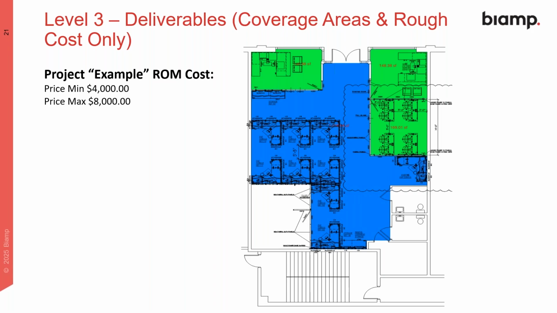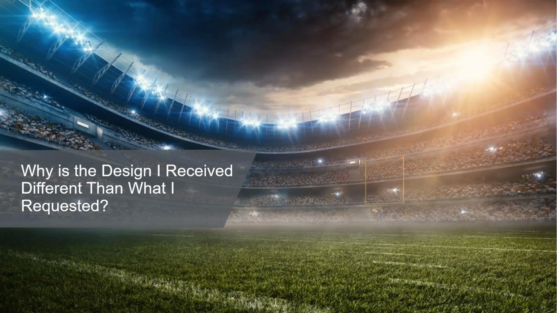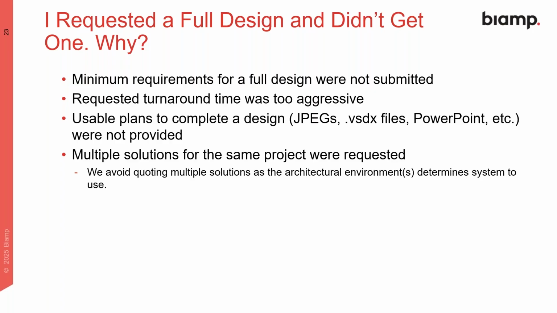Now from there, this is a big ticket item for me, as opposed to, hey, I requested this and got something different. Why is that? And I'm going to go through that. I requested a full design and didn't get one. Why is that? Either A, it wasn't submitted, or B, we reached out and you couldn't get it. That's okay.